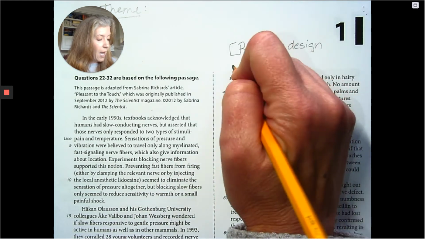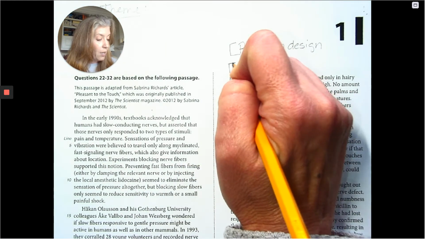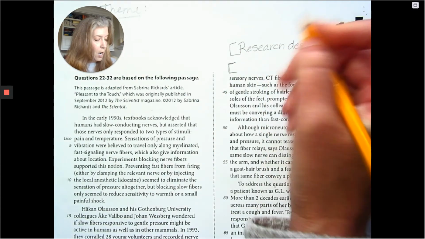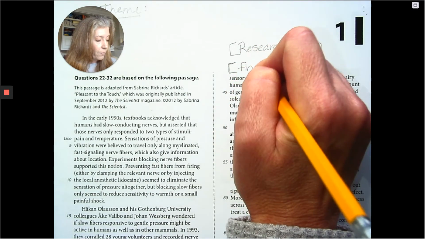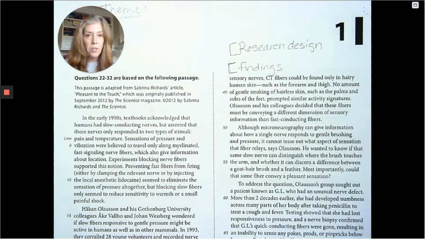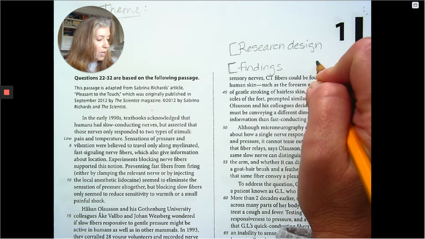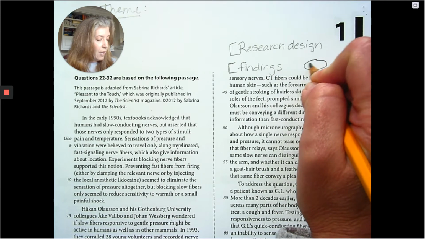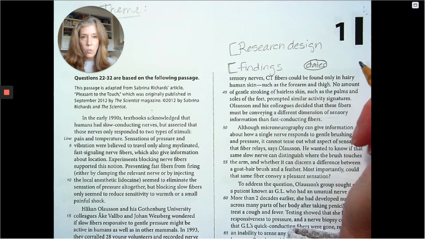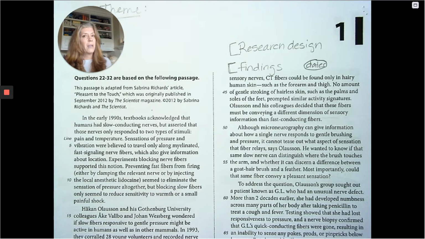The other thing I absolutely want you to be on the search for, on the hunt for, are the findings. So research design and the researcher's findings, the scientist's findings, those are the two main things that we're going to predict that most questions are going to come from. As we're doing that, also circle dates. It's our best way of just quickly getting back to the spot in the text.